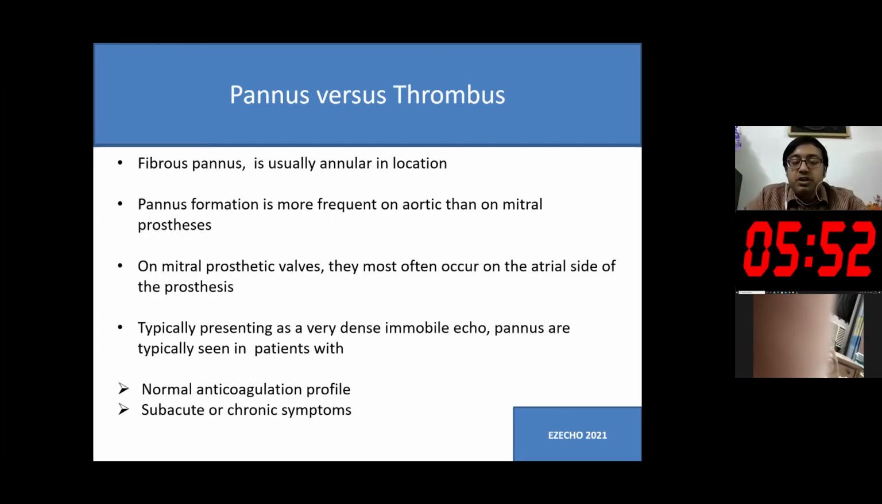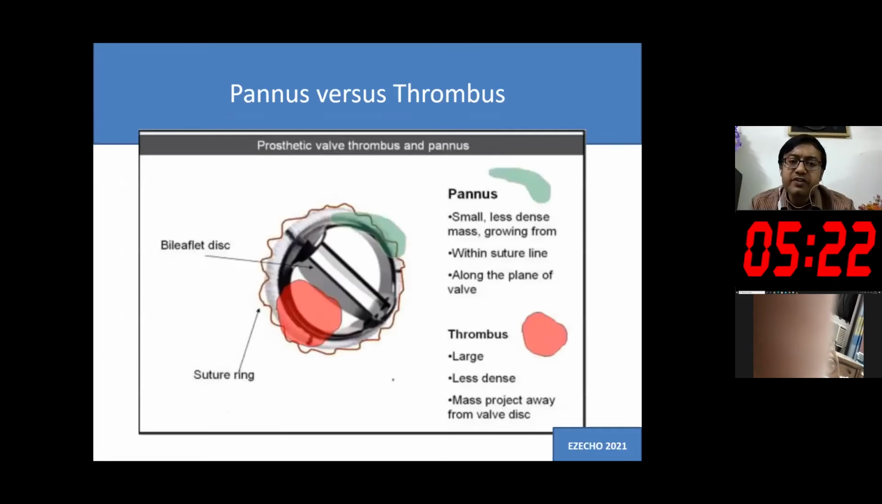So these are the important clinical clues to differentiate between pannus and thrombus. Pannus will be more echogenic, more peripherally located, usually more common on the aortic valve, and usually immobile. It is common in patients even with a normal anticoagulation profile, and patients will have a very subacute symptom ranging from weeks to months, whereas a patient with valve thrombosis will have a very fulminant presentation with acute left ventricular failure or left atrial failure, as we all know. So these are the clinical clues as well as echocardiographic clues to differentiate between the two.